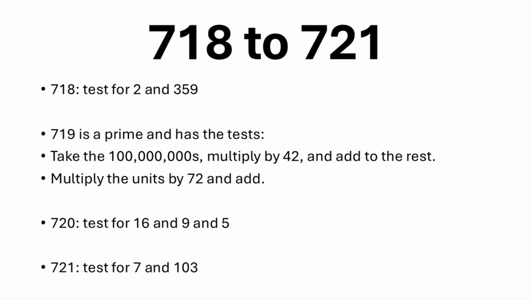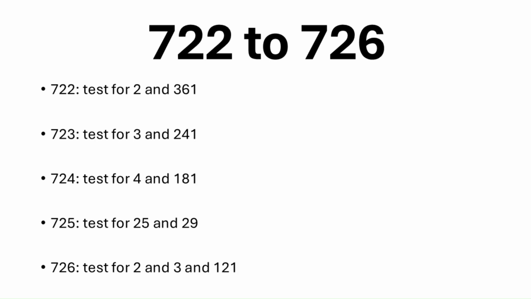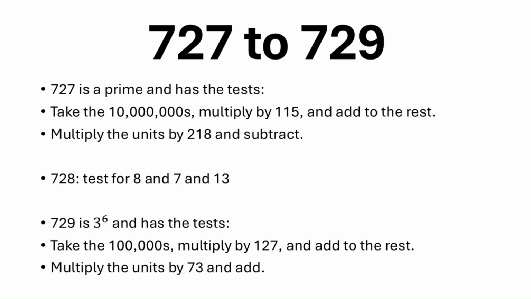720, test for 16 and 9 and 5. 721, test for 7 and 103. 722, test for 2 and 361. 723, test for 3 and 241. 724, test for 4 and 181. 725, test for 25 and 29. 726, test for 2 and 3 and 121. 727 is a prime and has the tests.